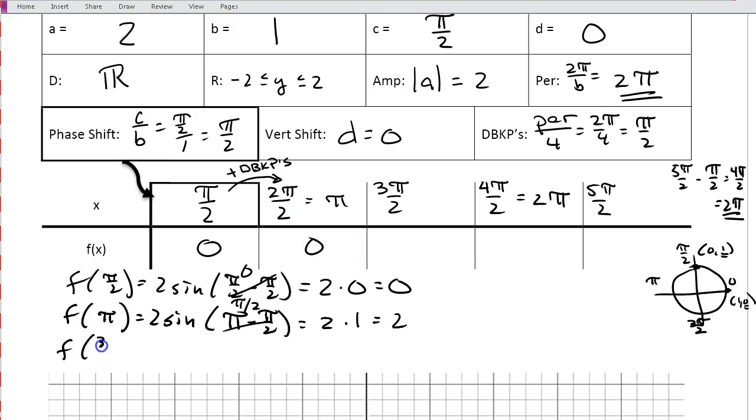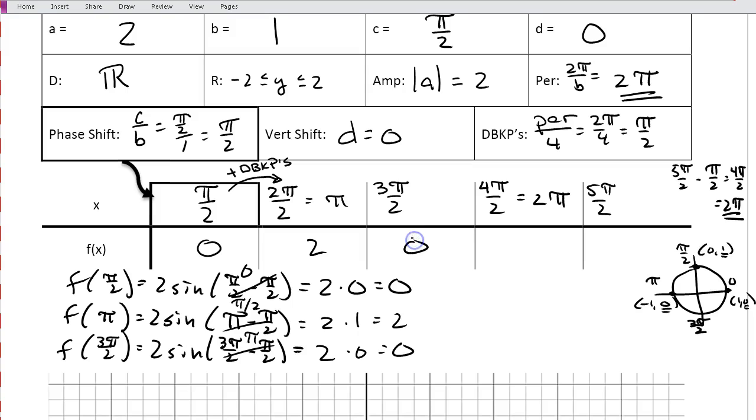And f of 3 pi over 2. That's going to be 2 sine 3 pi over 2 minus 1 pi over 2. So that's 2 pi over 2. Well, this is going to be pi. So 2 times the sine of pi, we're over here. That's negative 1, 0. We want the y-coordinate because it's sine, so that's 0. And, well, that should be 2 times 0, and that's 0. Okay. Then we've got f of 2 pi.